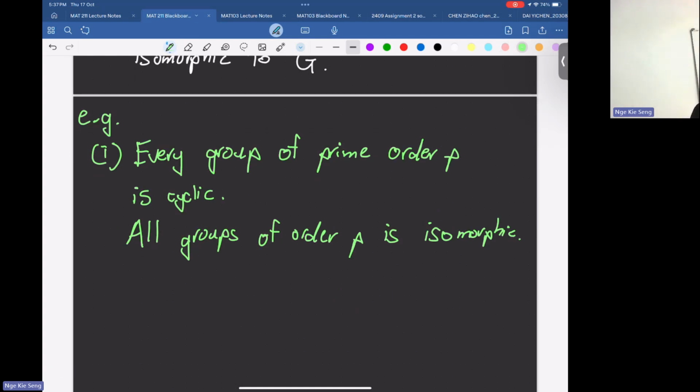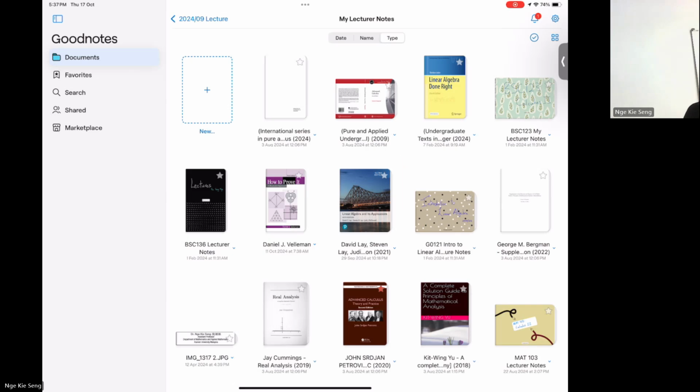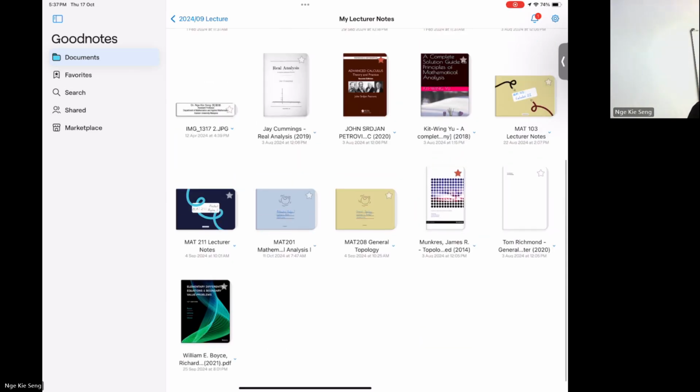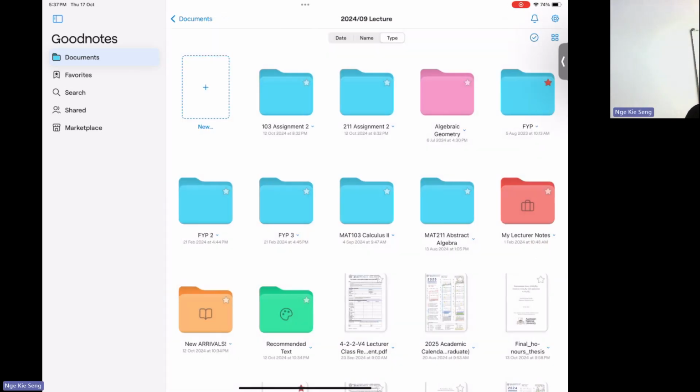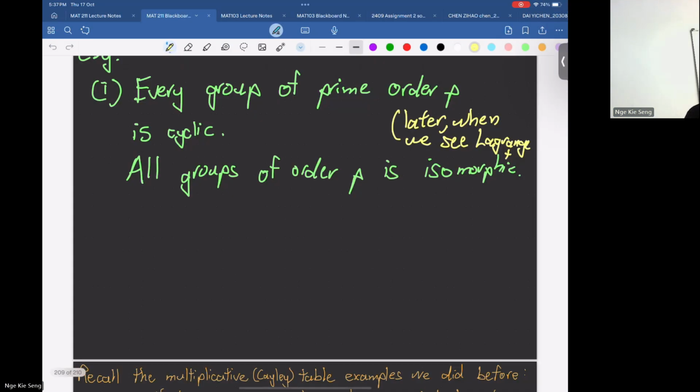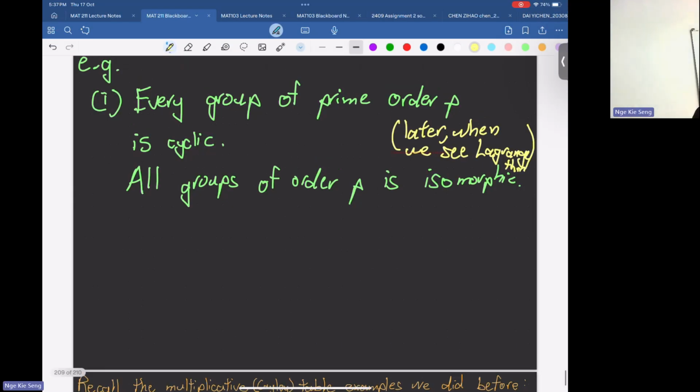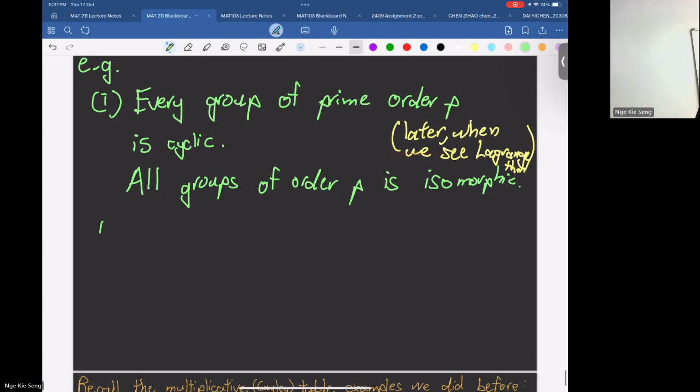This one we will prove later when we see Lagrange's theorem. Later when we see Lagrange's theorem, we will meet this statement. Something I won't prove to you now. You can keep it inside your storage first. Later we will take it out again. I just want to give you some context.